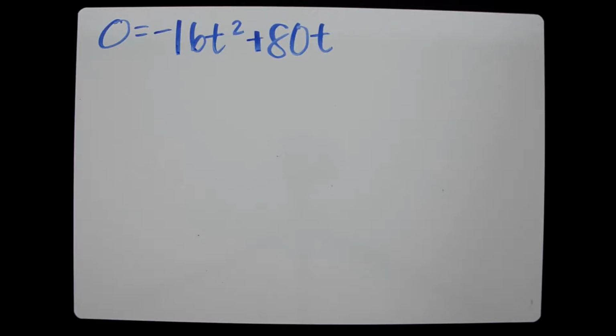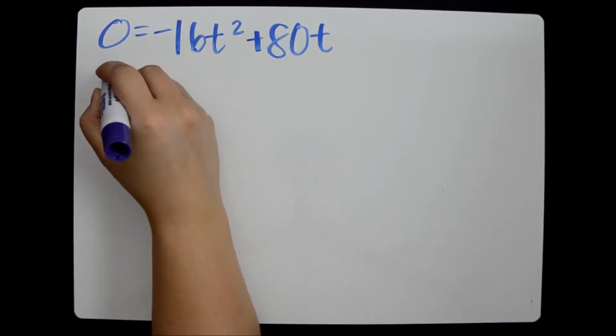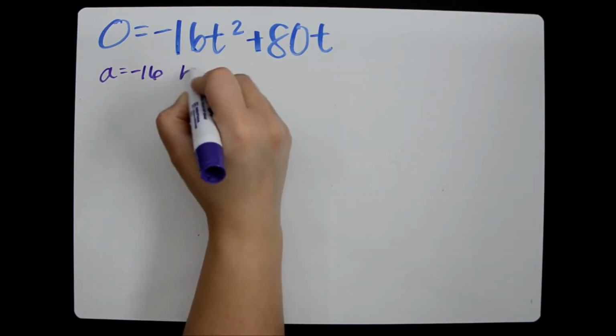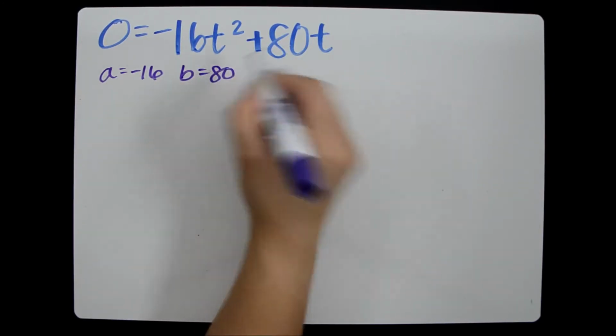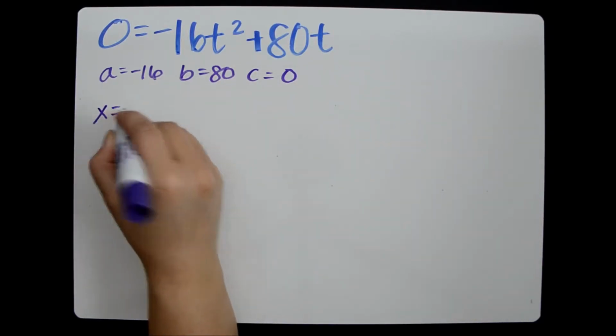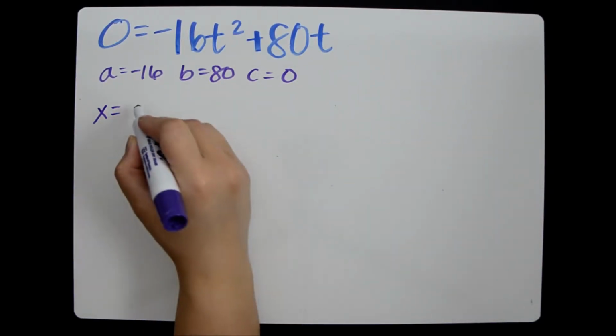I'm going to list out my A, B, and C first. So here A is equal to negative 16. B is equal to 80, and C, well, there's no C term, so that's going to be 0. And we're going to substitute these values into the quadratic formula.